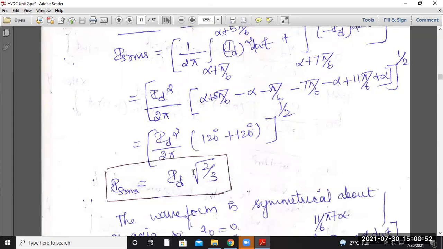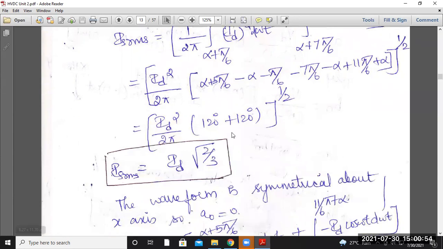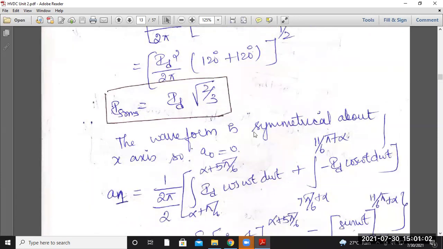So if you solve this equation, you will get the RMS value equal to id under root 2 upon 3. That will give you the RMS value of the current.